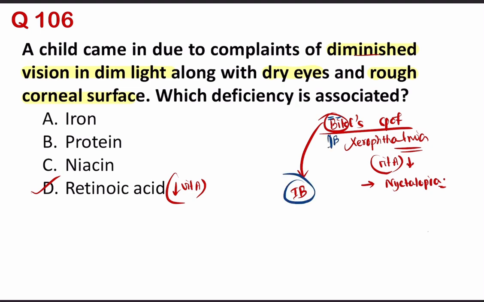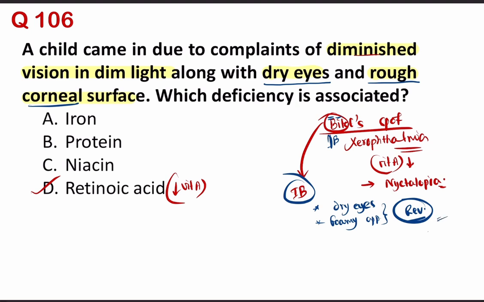Okay, Bitot spot. Now how did you make the diagnosis of Bitot spot? Because they have clearly mentioned dry eyes and rough corneal surfaces. So dry eyes and foamy appearance are two very important characteristics of Bitot spot. Is it reversible? Obviously it is a reversible condition. If you start the patient on vitamin A therapy with appropriate doses, then the chance of reversal is very high and it will get reversed.